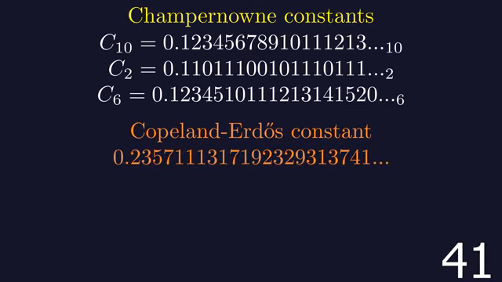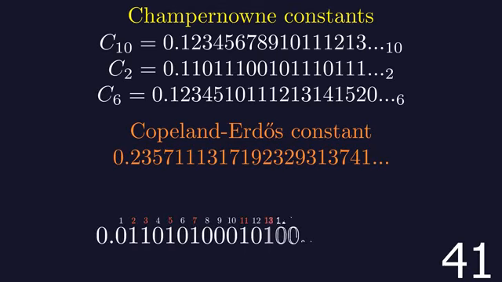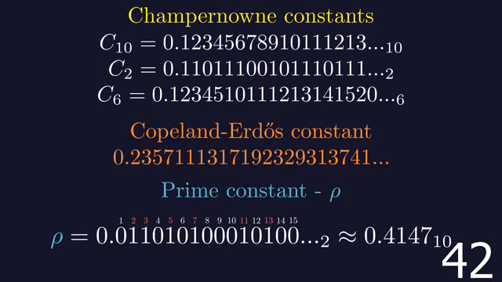Now let's create a fraction where if the decimal position is a prime number, the digit is 1, if it's not, the digit is 0. This fraction is written in binary. Its decimal representation is known as the prime constant.